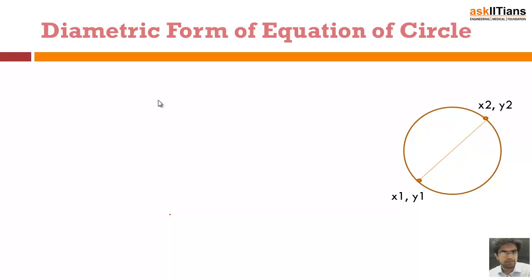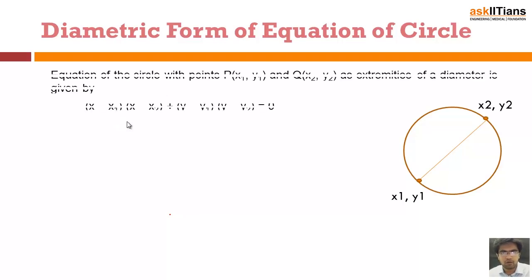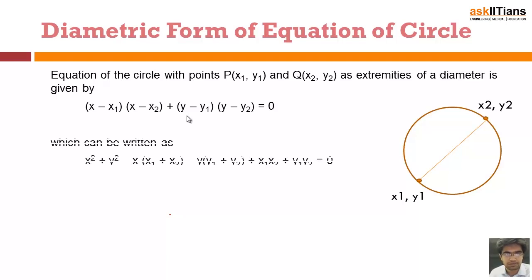If you know the endpoints of the diameter, then you can write the equation of circle in diametric form as (x minus x1) into (x minus x2) plus (y minus y1) into (y minus y2) is equal to 0. That means you have used only the coordinates of endpoints of diameter and you have devised the equation of circle. You can open the brackets and you will get a 2-degree equation, which you can compare with the general equation, and you will find that it's a circle.